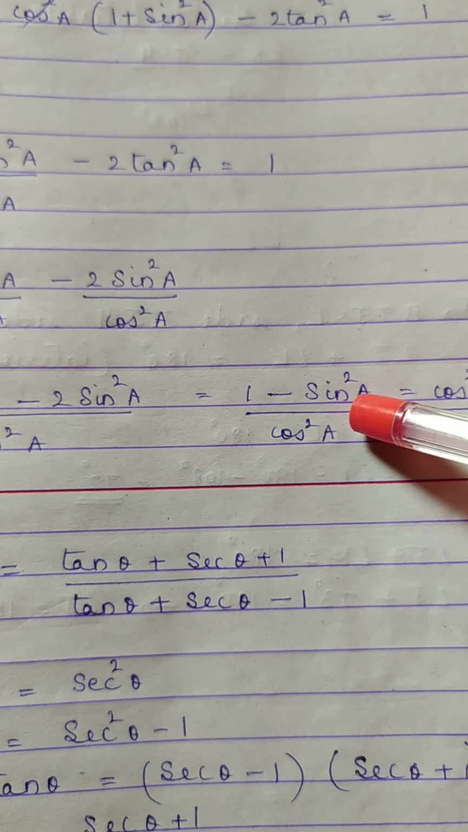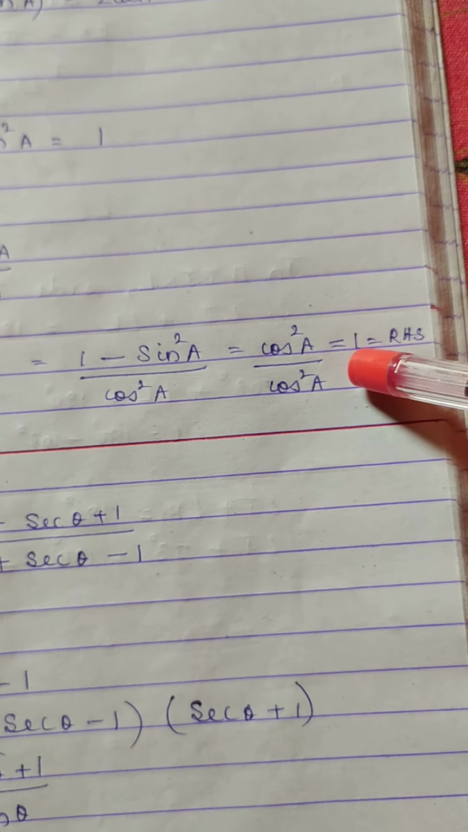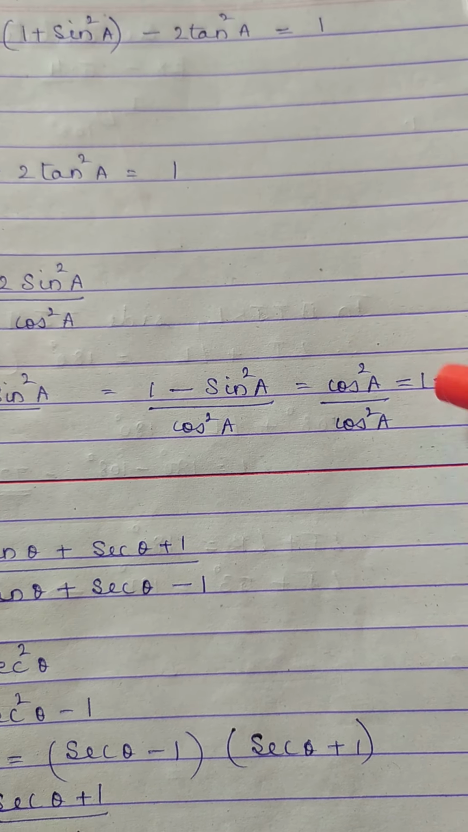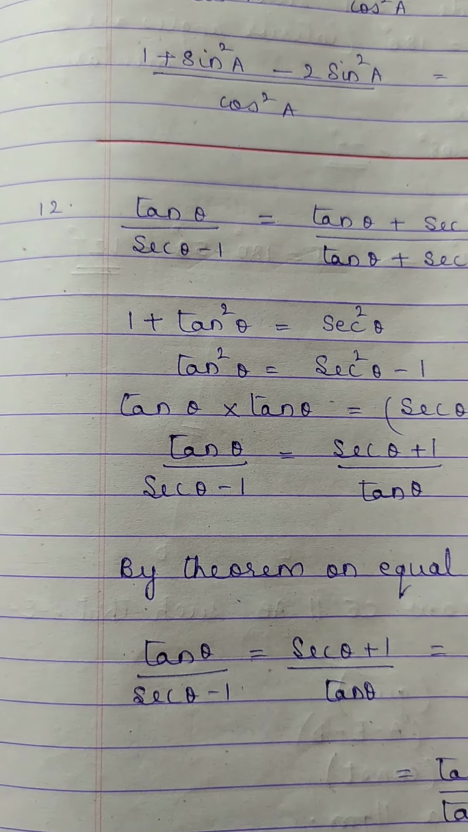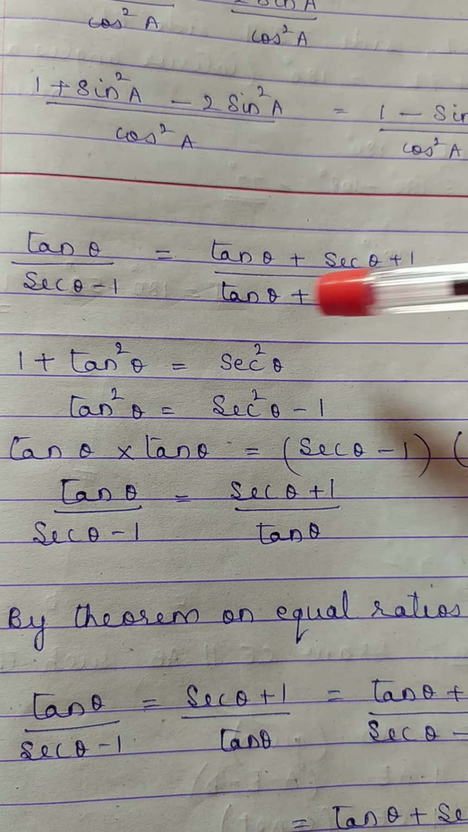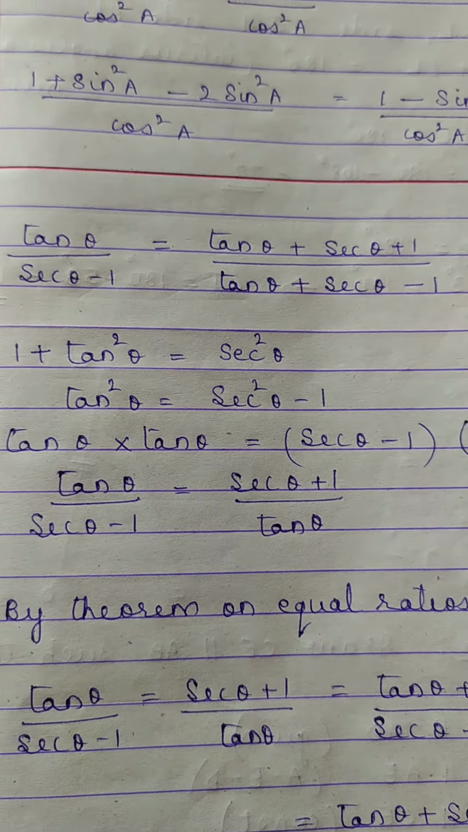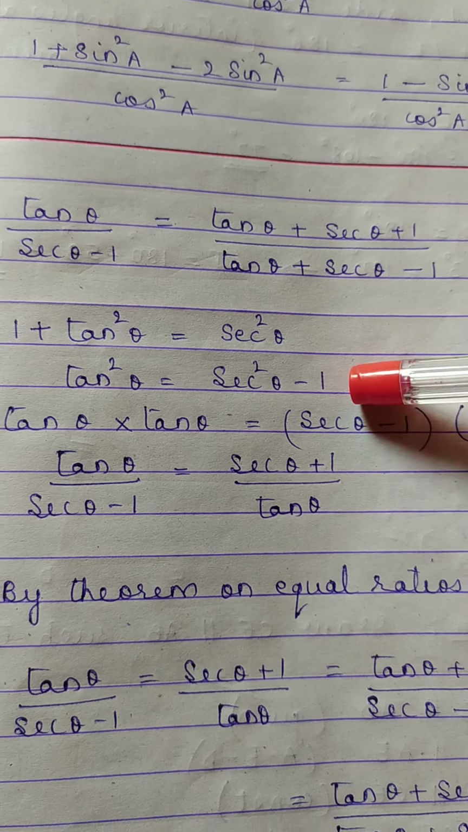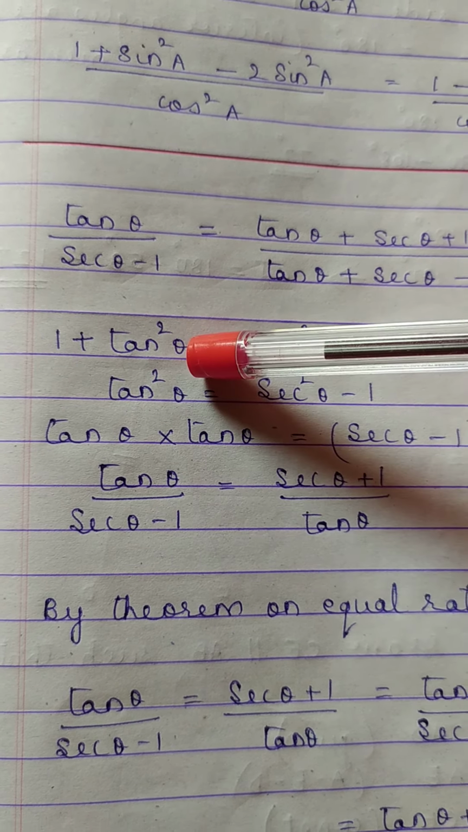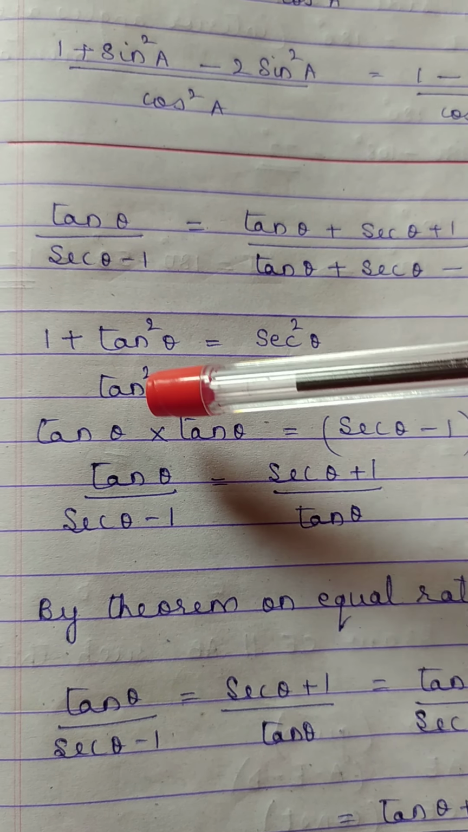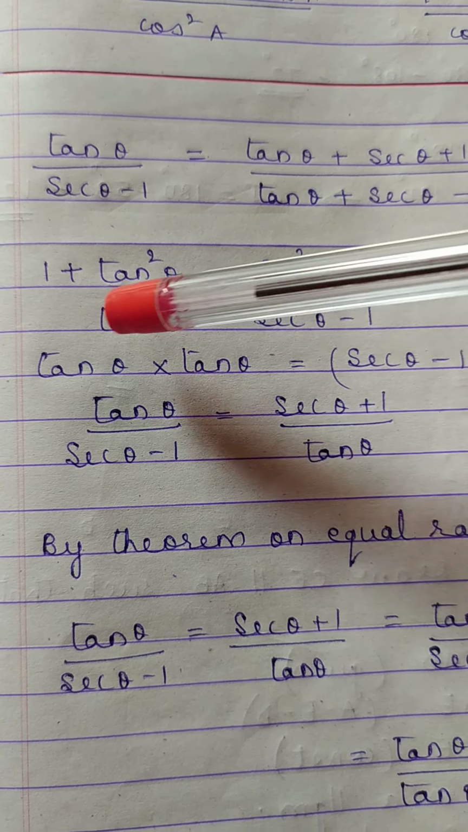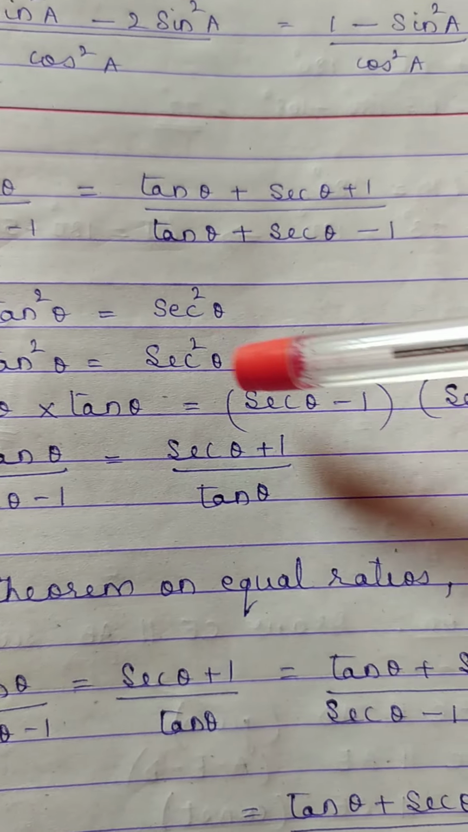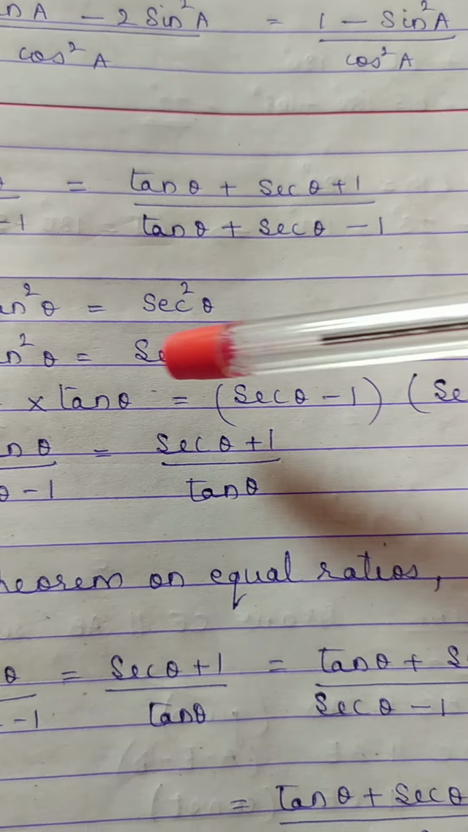What is 1 minus sin square a from the first identity? Cos square a. So cos square a by cos square a, your answer is 1. That is your RHS. Now coming to the last question of this exercise, tan theta upon secant theta minus 1 is equal to this, which is your RHS. Now to prove this, what we will do is we will take the second identity 1 plus tan square theta equal to secant square theta. Tan square theta equal to secant square theta minus 1. Tan square theta, write it as tan theta into tan theta. Secant square theta minus 1, a square minus b square, write it as a minus b into a plus b.